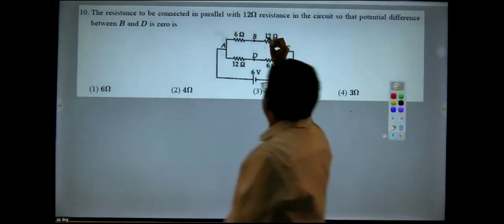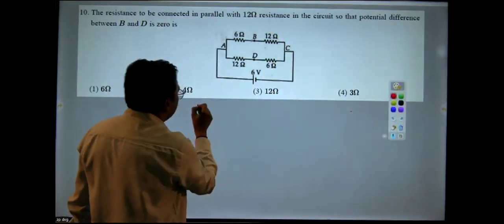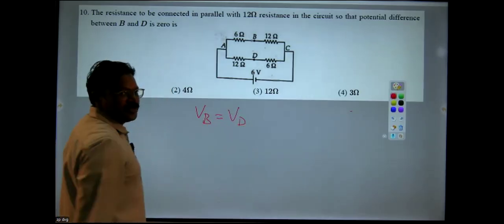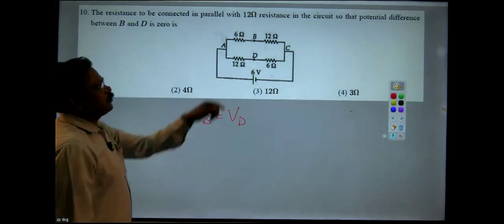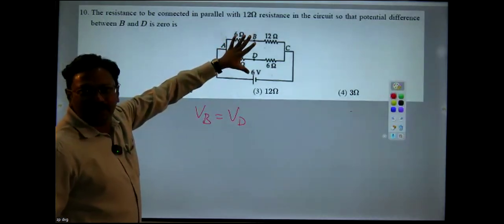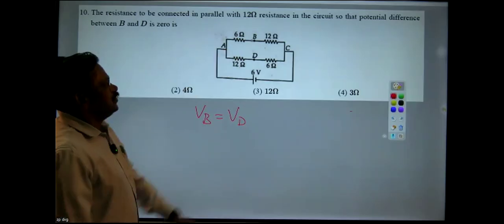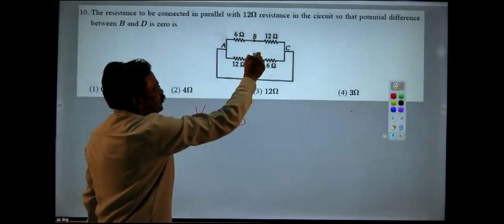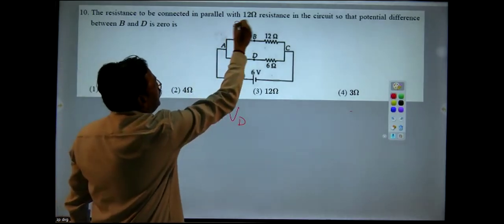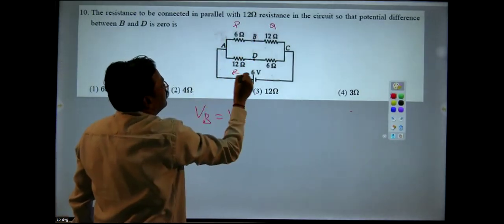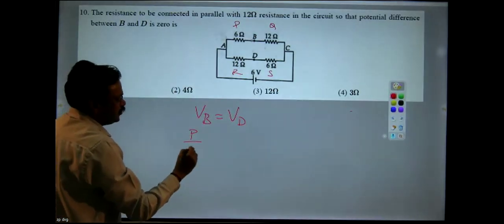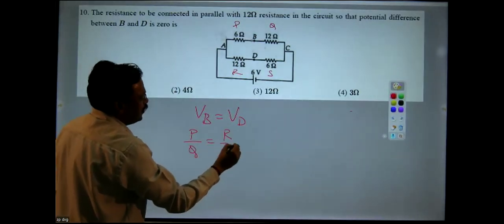Here we want to achieve the condition of VB equal to VD. If VB and VD are equal, then the potential difference between them is 0. That means it's a balanced Wheatstone bridge network, right? If the potential difference between these two has to be 0, we know the balancing condition. You call it P, Q, R, S. So for balancing, P by Q is equal to R by S.